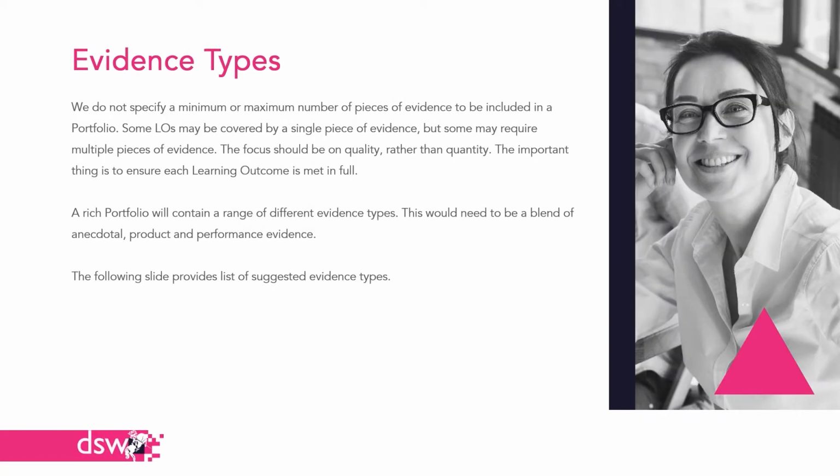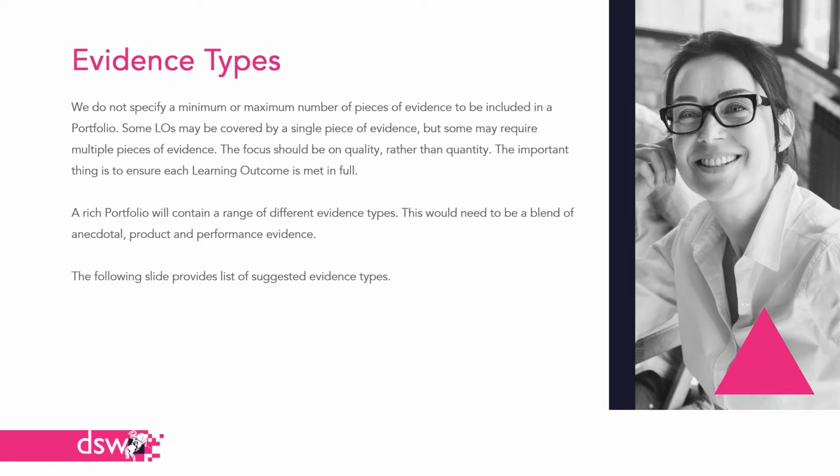Evidence types. There's no minimum or maximum in terms of pieces of evidence to be included in the portfolio. One piece of evidence could span several learning outcomes, so they could use one context statement and additional pieces of evidence to cover multiple outcomes. Conversely, they may find that some learning outcomes require several pieces of evidence in order to meet them fully.